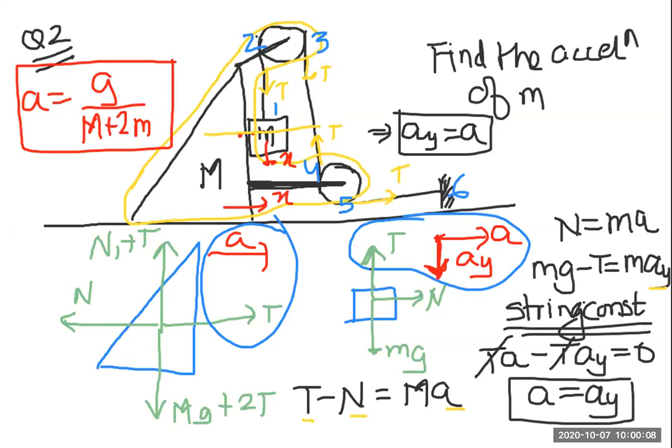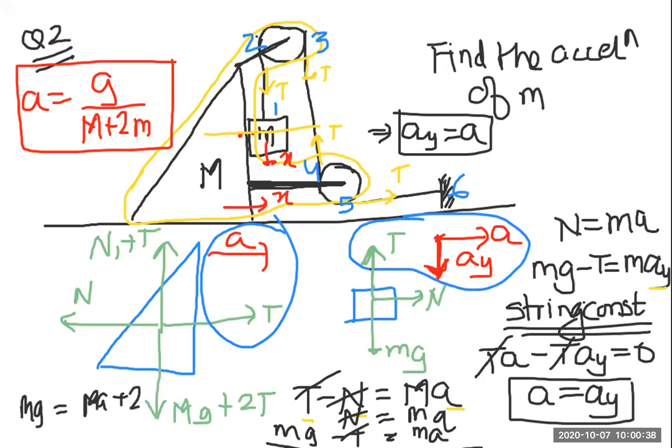T minus N is equal to Ma. N is equal to small ma. mg minus T is equal to small ma. सबको ऐड कर दो, तीनों को उठा के ऐड कर दो तो यहाँ पे T और T कट जाएगा, N और N कट जाएगा, क्या बचेगा हमारे पास? mg is equal to Ma plus 2ma.